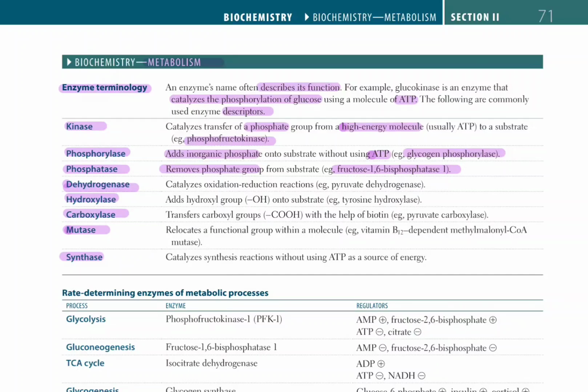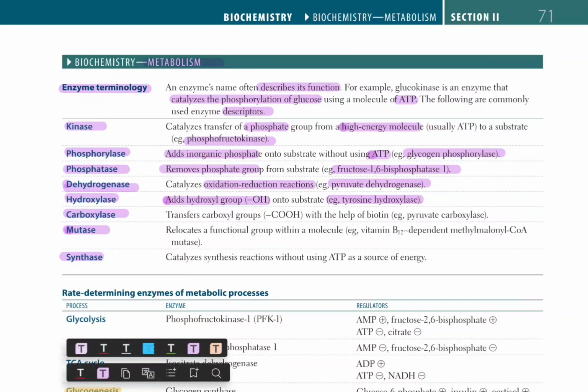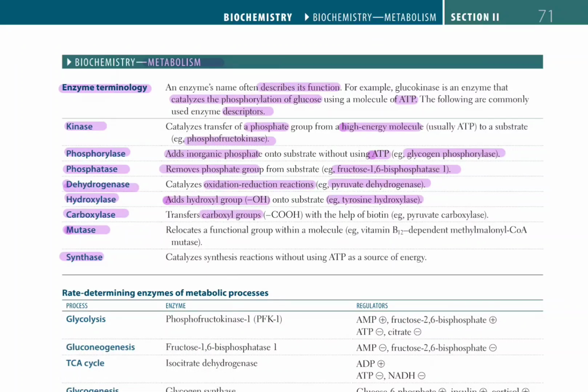Dehydrogenase catalyzes oxidation reduction reactions, for example pyruvate dehydrogenase. So oxidation reduction reactions are catalyzed by dehydrogenase. Hydroxylase adds hydroxyl group onto substrates, for example tyrosine hydroxylase. Carboxylase transfers carboxyl group with the help of biotin, for example pyruvate carboxylase.